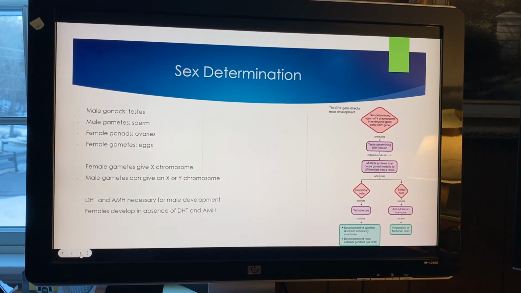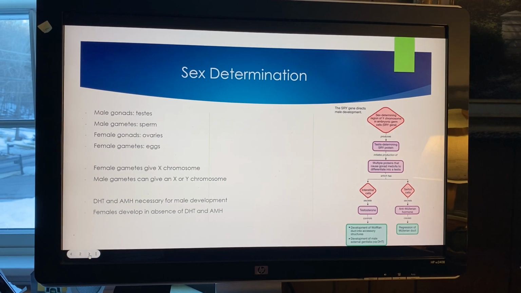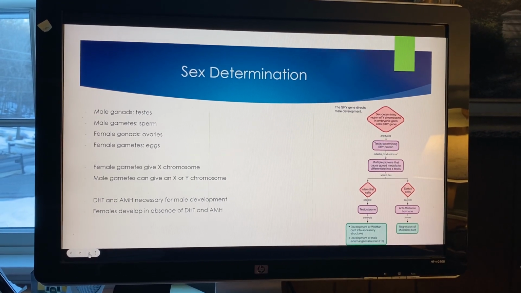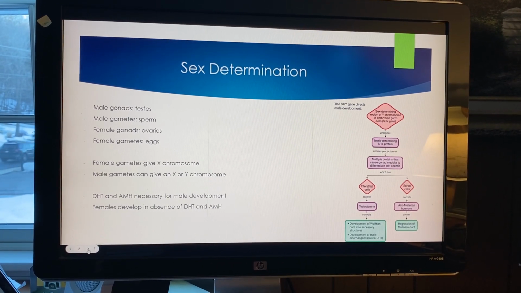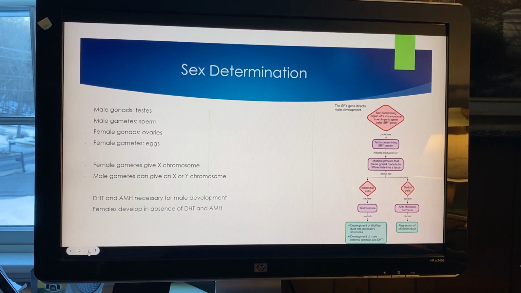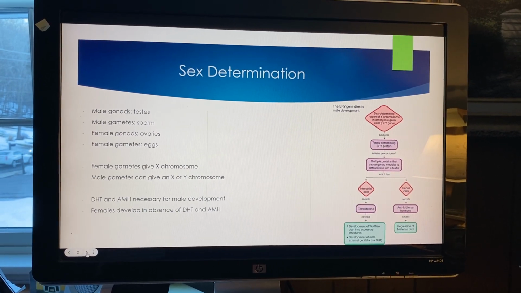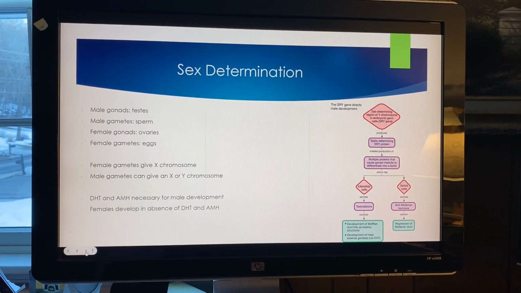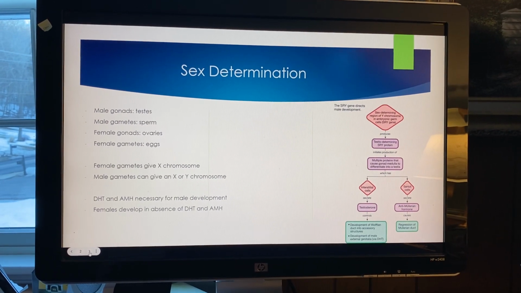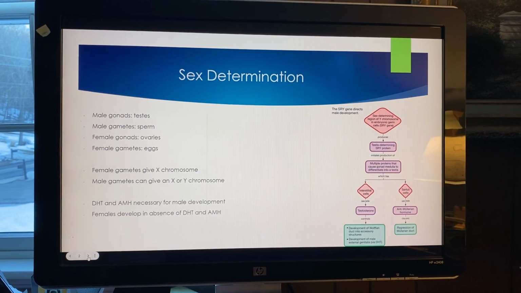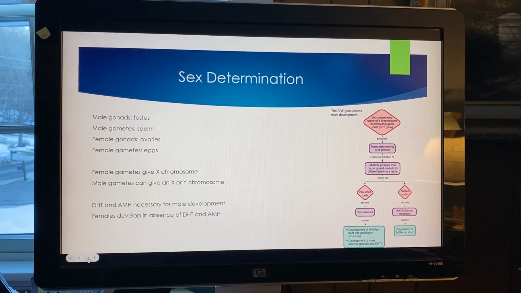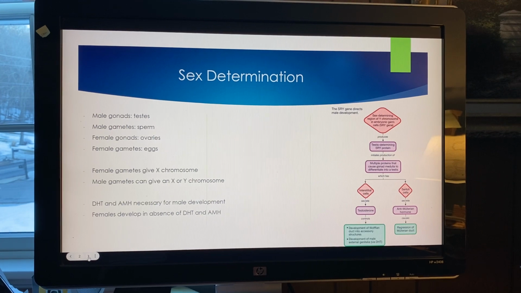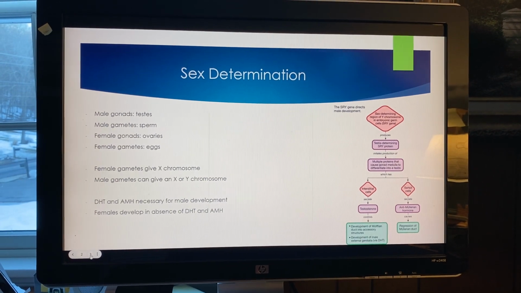The other 22 pairs are autosomes, non-sex chromosomes. That introductory slide image leads nicely to our first topic, which is sex determination. Male gonads are the testes, which produce sperm, and the female gonads are ovaries, which produce the eggs. Female gametes can give an X chromosome, while males can give either an X or a Y chromosome. So an XX individual is female, while an XY is male. As we saw in the first slide, XY would be a male.